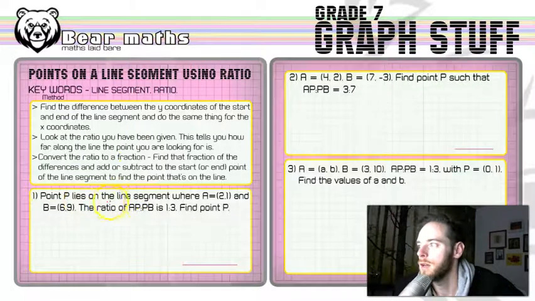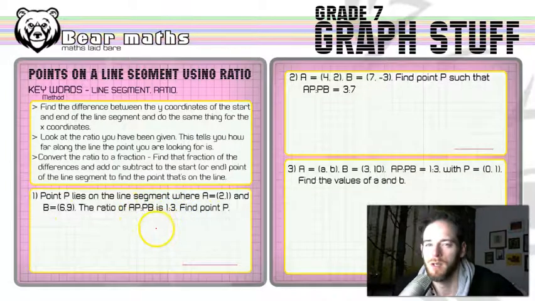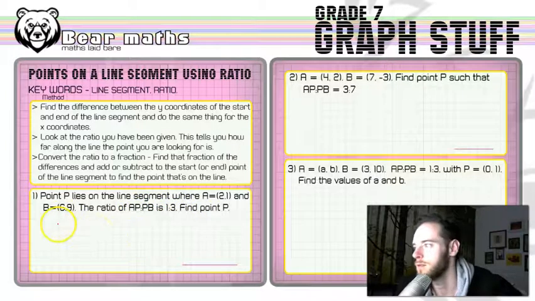Now, point P lies on the line segment in question number 1, where A is (2, 1) and B is (6, 9). The ratio of A to P, P to B is 1 to 3. Find point P. It all sounds quite confusing, right? But let's unpick this. Let's do this one thing at a time.